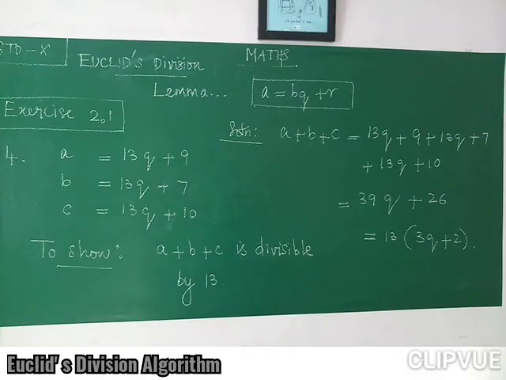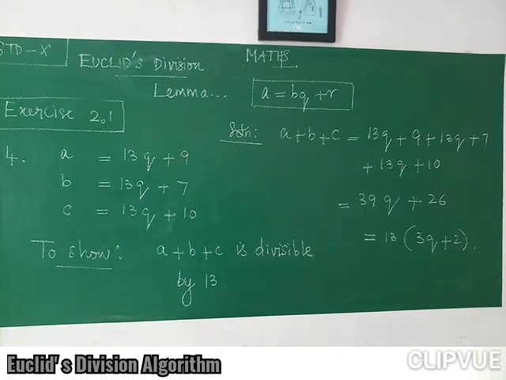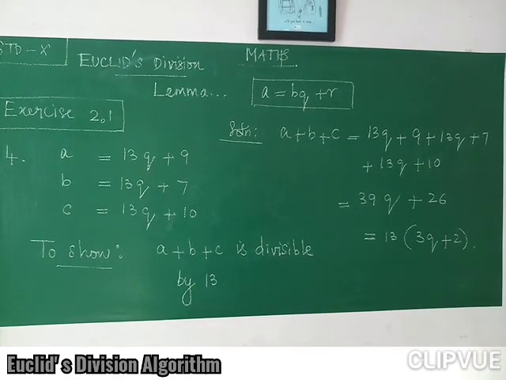Good morning students. Exercise number 2.1, question number 4. The question is, when the positive integers a, b and c are divided by 13, the respective remainders are 9, 7 and 10. Show that a plus b plus c is divisible by 13.